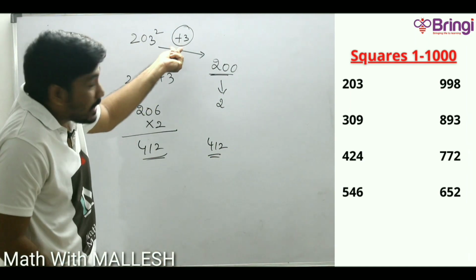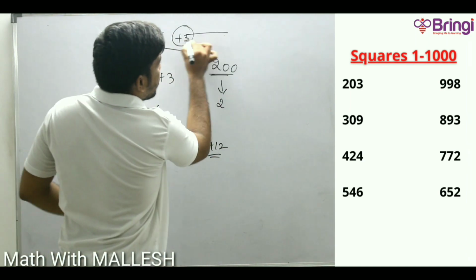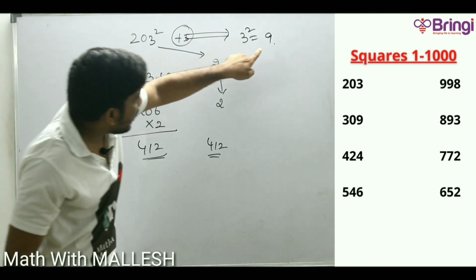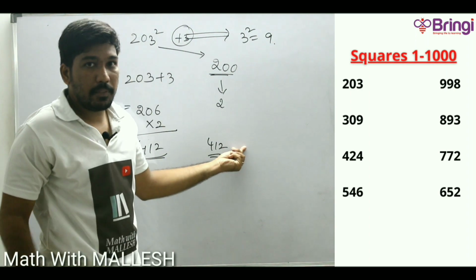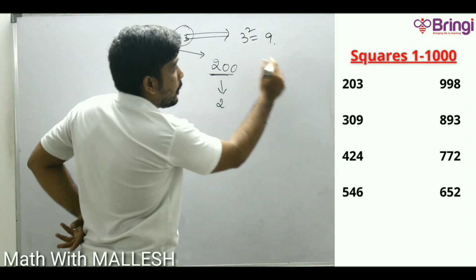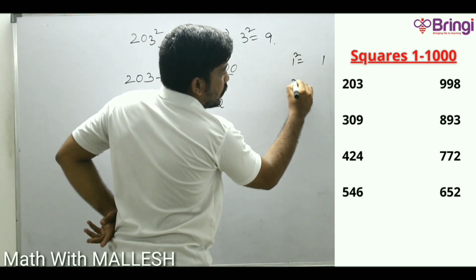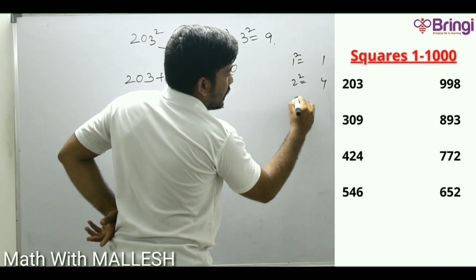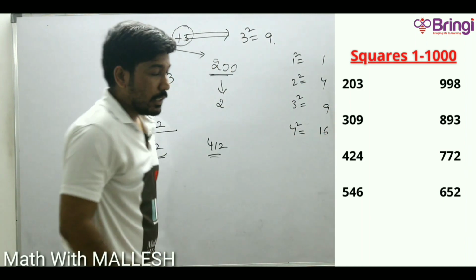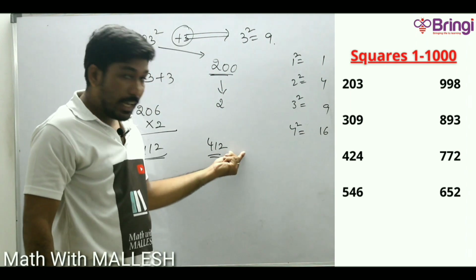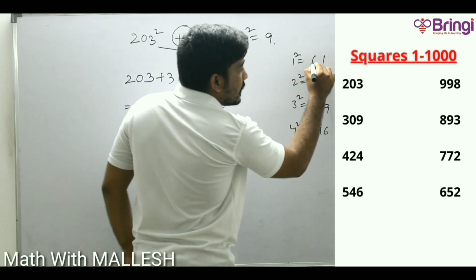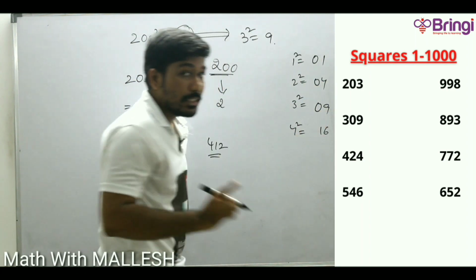Now after 412, you have to write this difference square. This difference square, how much? 3 square is equal to 9. So 9 as it is you have to write here, then the answer is completed. But the thing is, 3 square is 9, 1 square is 1, 2 square is 4, 4 square is 16. If it is a 2 digit number, you can write it as it is directly. But if it is a 1 digit number, you have to add 0.